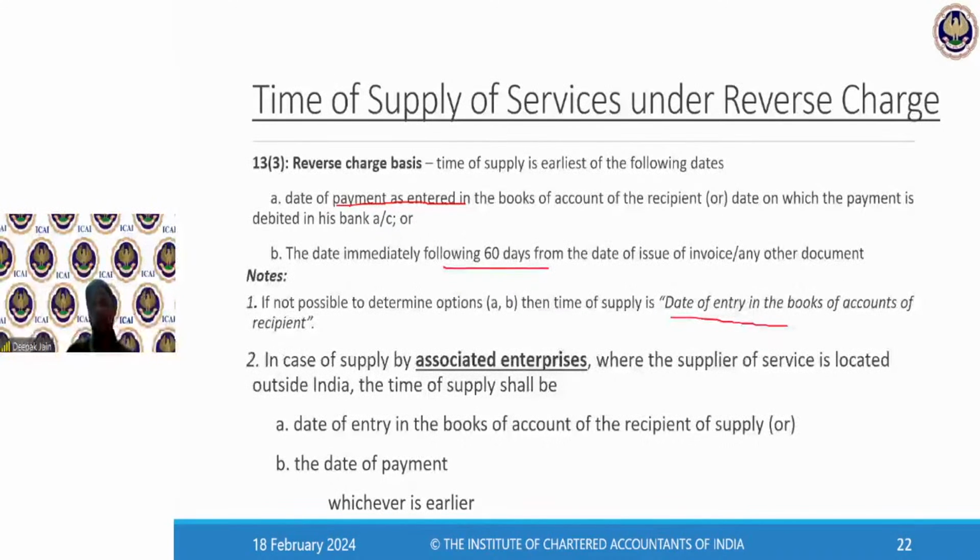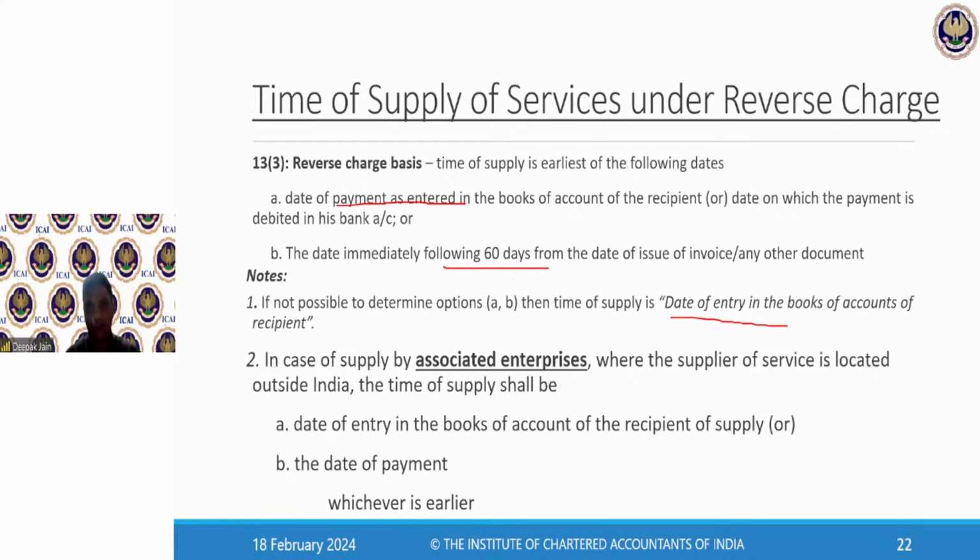In case of a supply between associate enterprises, they may not make the payment. They will adjust it at the year end to books of accounts and other things. Head office, branch office, also associated enterprise. So if there is a transaction between associated enterprises, and the supplier of service is located outside India and receiver is in India, it means it is an import of service on which we have to pay reverse charge.